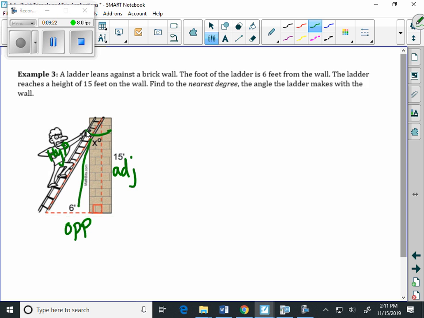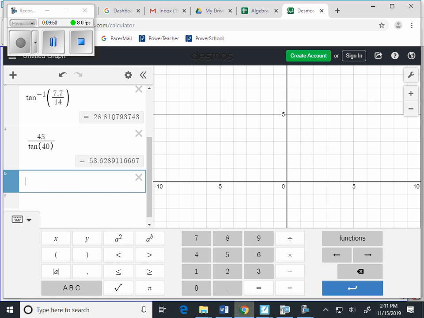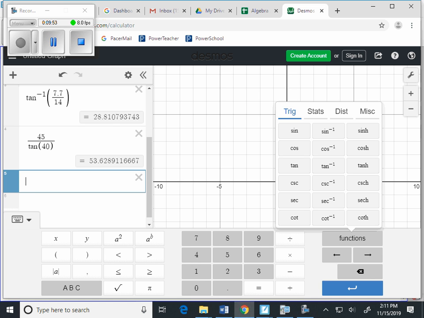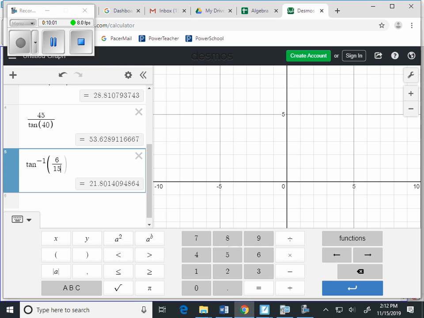And once again, when we set up our trig ratio, what function relates opposite and adjacent? It's the tangent function. So the tangent of x equals the opposite divided by the adjacent. We need to use the inverse button when we flip over here to Canvas. The inverse button, go to the functions. It's going to be tangent to the -1. And then our ratio is 6 divided by 15.